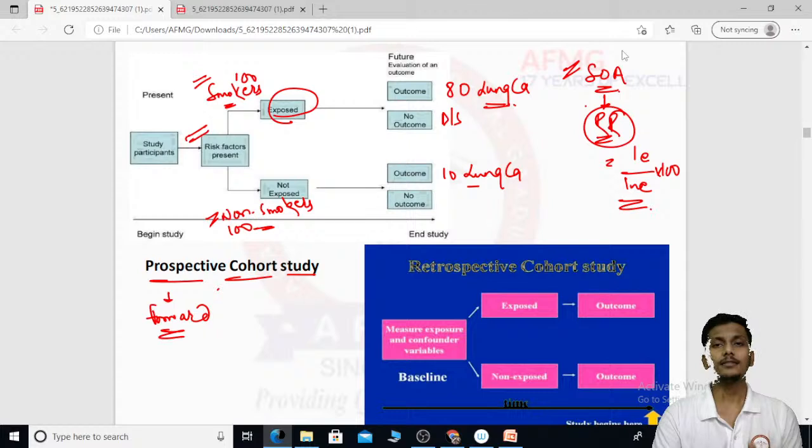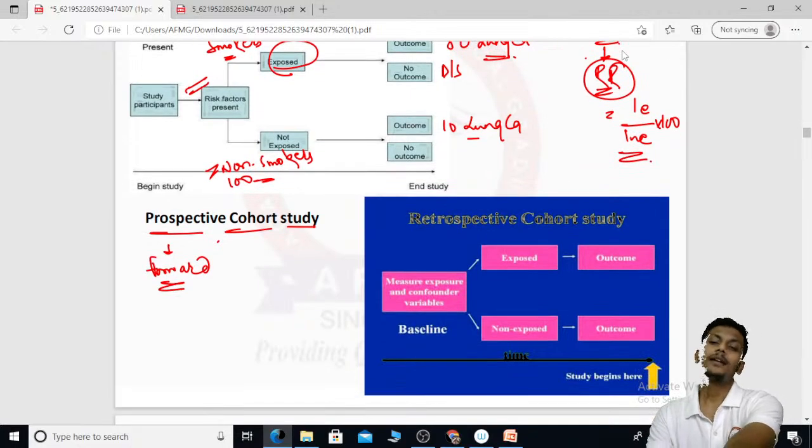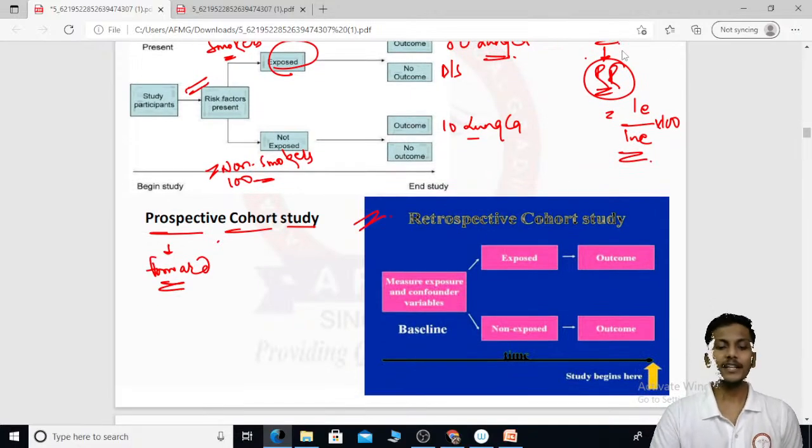Incidence is only the new number of cases, whereas prevalence, on the other hand, is the new as well as old number of cases. The total number of cases would be prevalence, whereas only the new number of cases every year would be your incidence. Please remember, what is the formula for relative risk? Incidence in exposed upon incidence in non-exposed. Okay, next one is your retrospective cohort study.